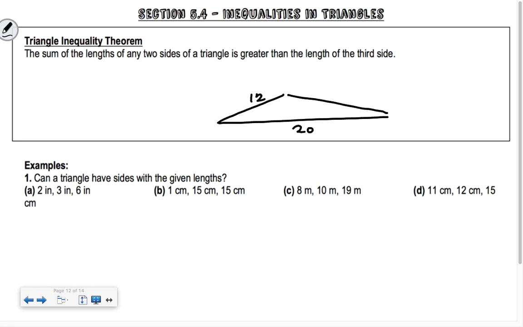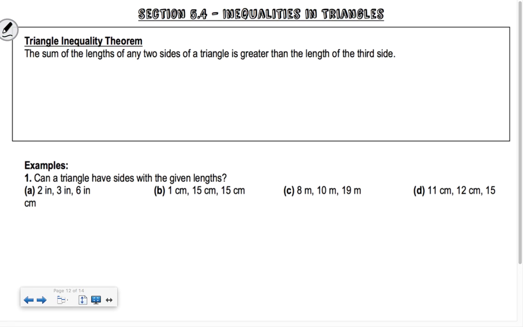Because if it was just plain 8, then these two pieces would be flat along the 20. So we'd have our 12, and we'd have our 8 just kind of flat, and it wouldn't be pushing up to be a triangle. So we need these two sides, 12 and 8, to add to be greater than that third side. So the third side would have to be smaller than 20. That's what the triangle inequality theorem says: the sum of any two sides of a triangle is greater than the length of the third side.